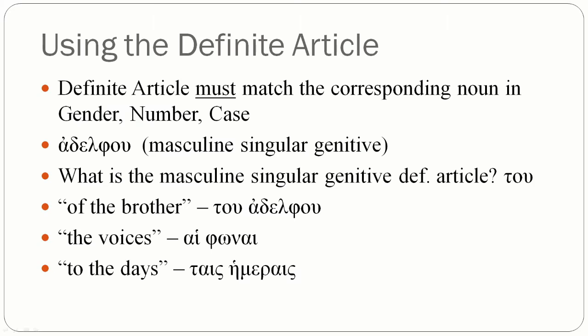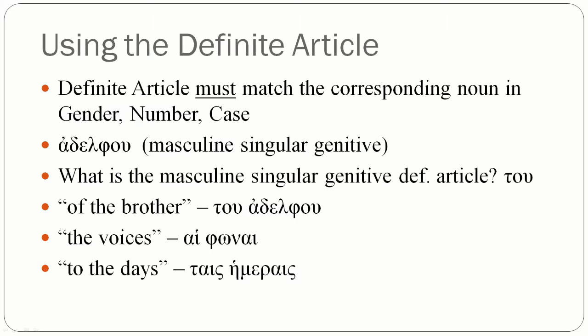Let's go to another couple of examples. Okay, the word phonai. This word is a feminine word. The number is plural now, and the case is nominative. Which is the form of the definite article that matches that feminine, plural, nominative? Okay, here we have it, right? Hai. Hai is the definite article for the feminine, plural, nominative. So to say the voices, hai phonai.